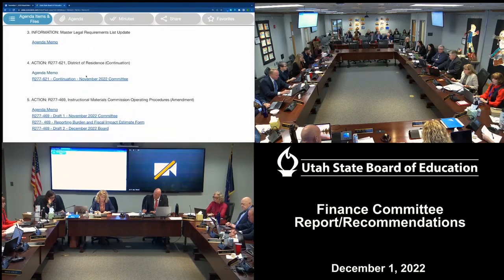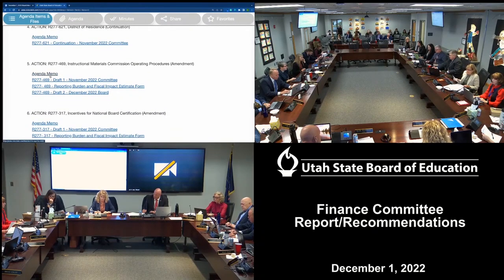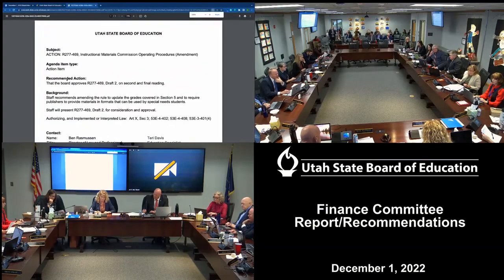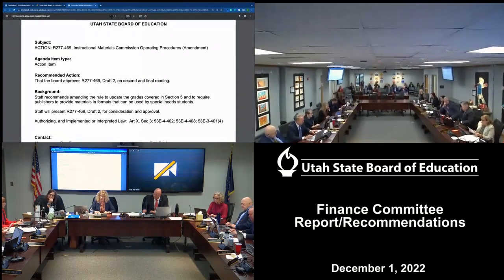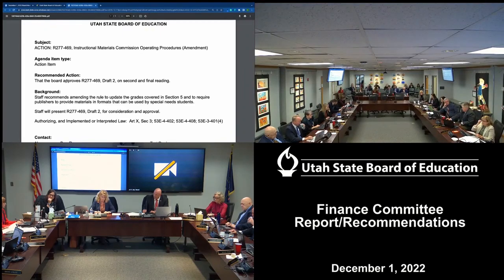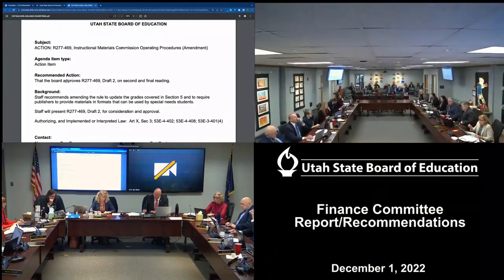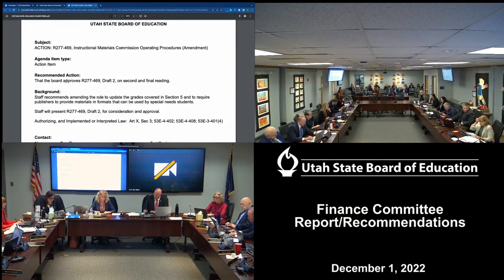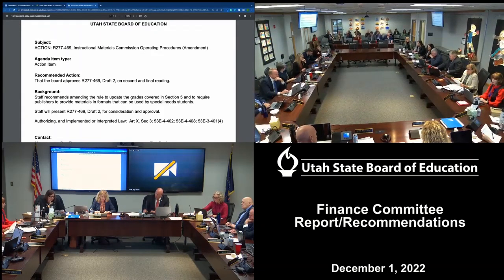Item 14.5, Instructional Materials Commission. The committee moves that the board approves R277-469, Instructional Materials Commission Operating Procedures, Draft 2 on second and final reading. Thank you. There's a motion on the floor as stated. Seeing no lights, those in favor say aye. Aye. Those opposed? That passes unanimously.